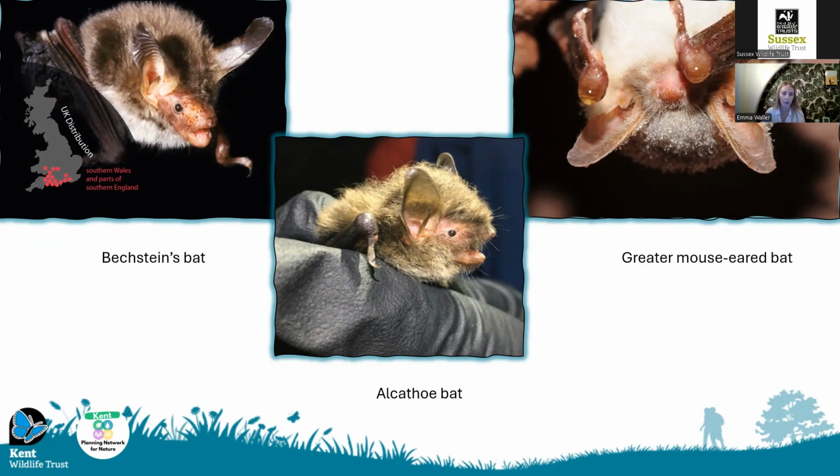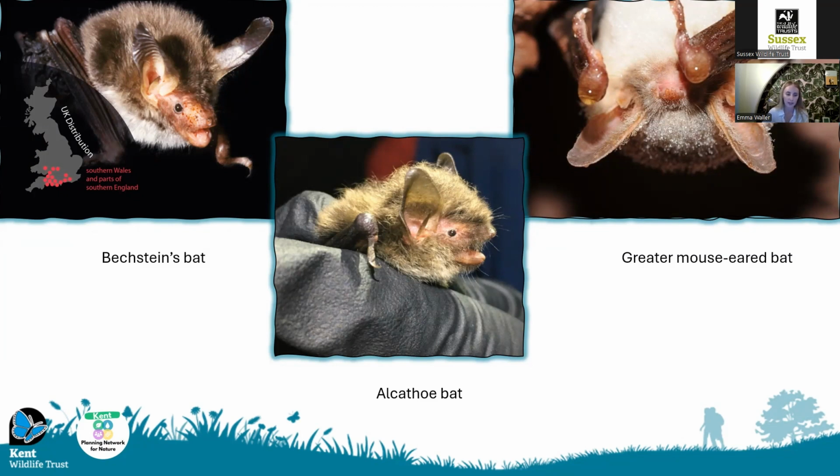Then we have the Alcathoe bat, which is a relatively new species to the UK, first recorded in 2009 in Sussex, and then again in Yorkshire, but its distribution across Britain is currently unknown. We know very little about this species, apart from that they are a woodland specialist, foraging in dense deciduous woodland.